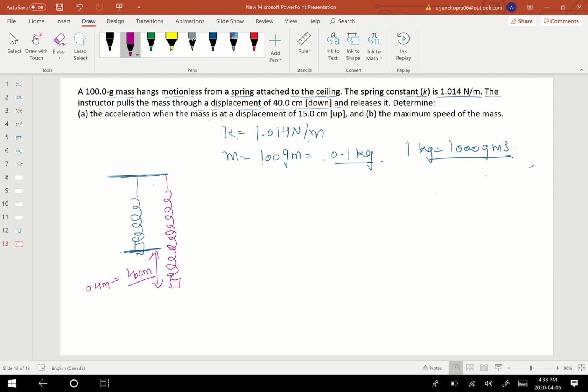Determine the acceleration when the mass is at a displacement of 15 centimeters up. So 15 centimeters up means when it's somewhere here, 15 centimeters up from the equilibrium position.